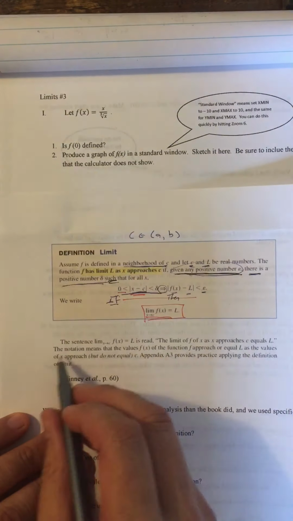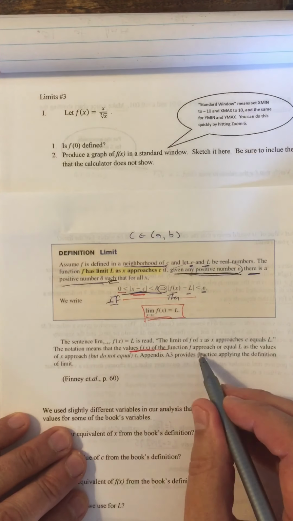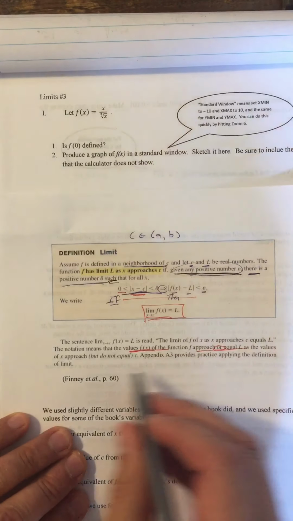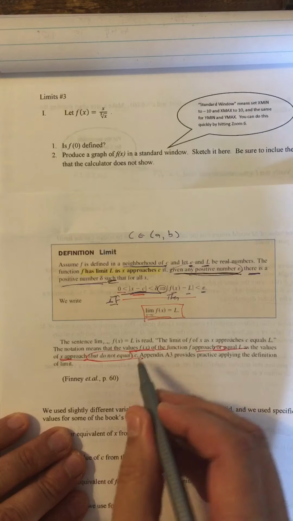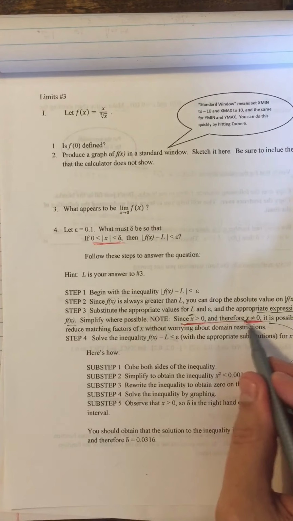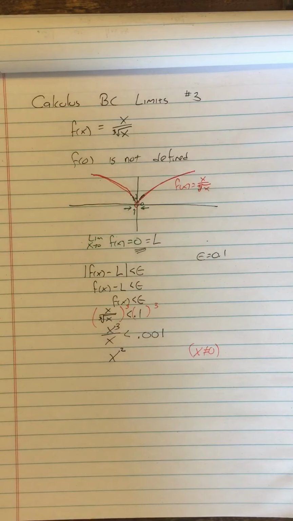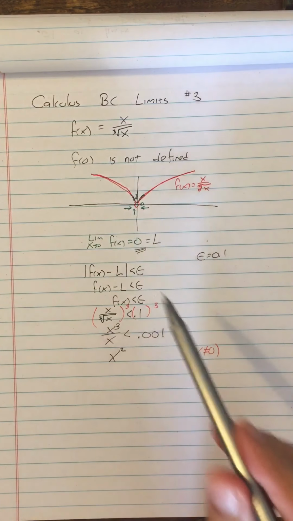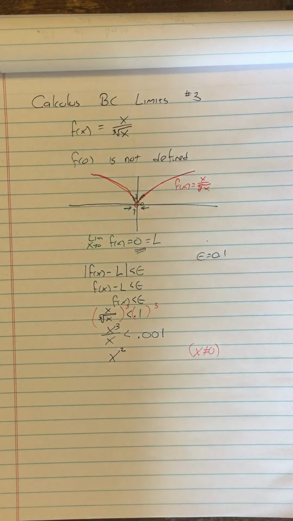That's why, when they write it out in words here, it says that f of x, the values of the function, approach or equal L, but the values of x approach but do not equal c. So this greater than 0 is what makes this happen, which allows us to do this. And that's really what the limit is going to do a lot of the time: let us reduce a fraction that we wouldn't be able to reduce otherwise, because we're not looking at the point where this fraction would be undefined, at x equals 0. We're looking at every point nearby.